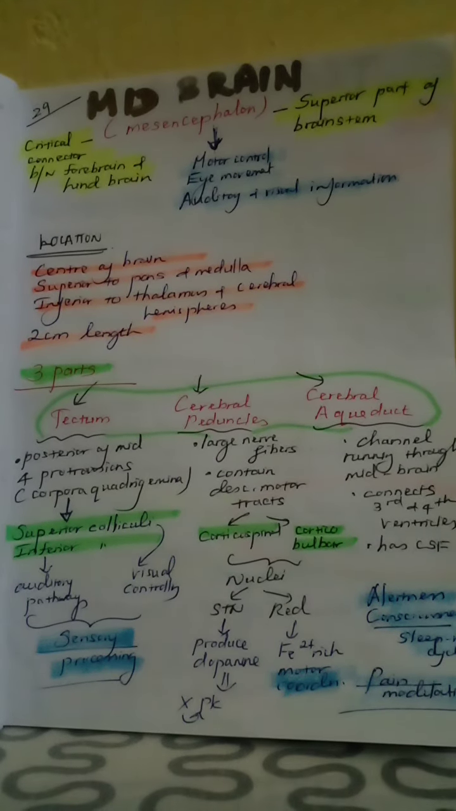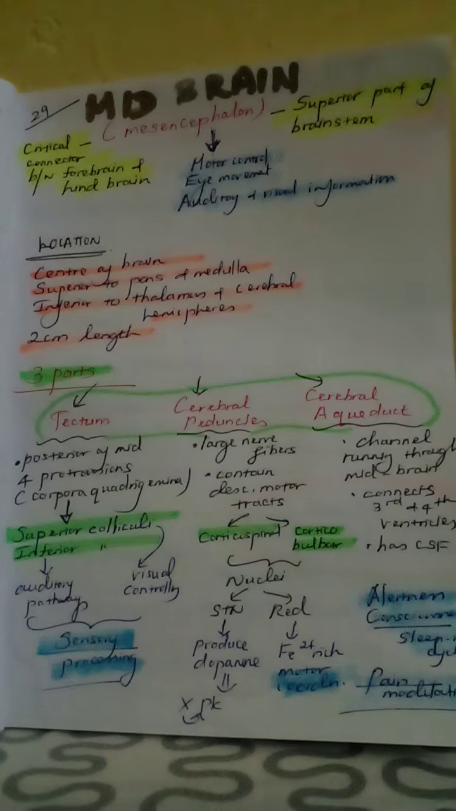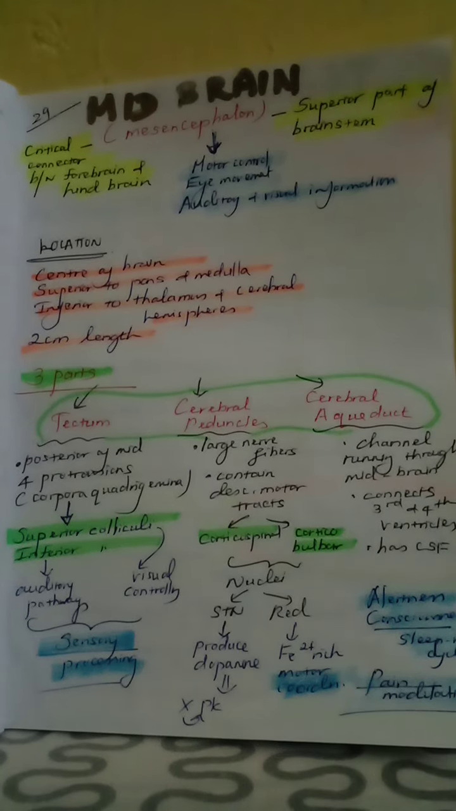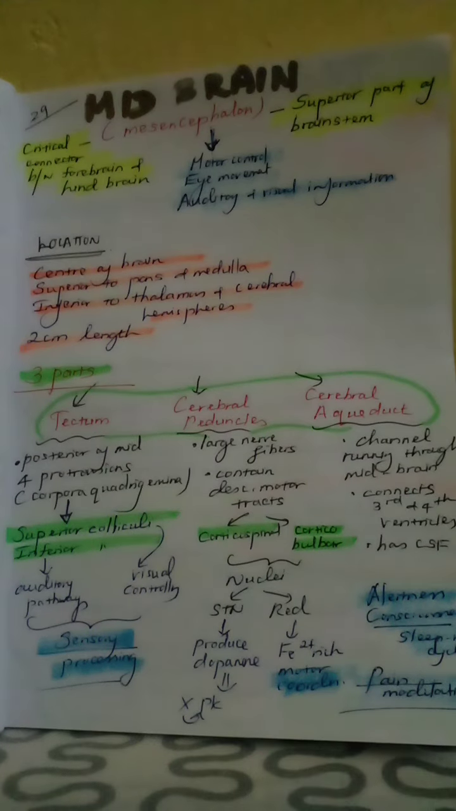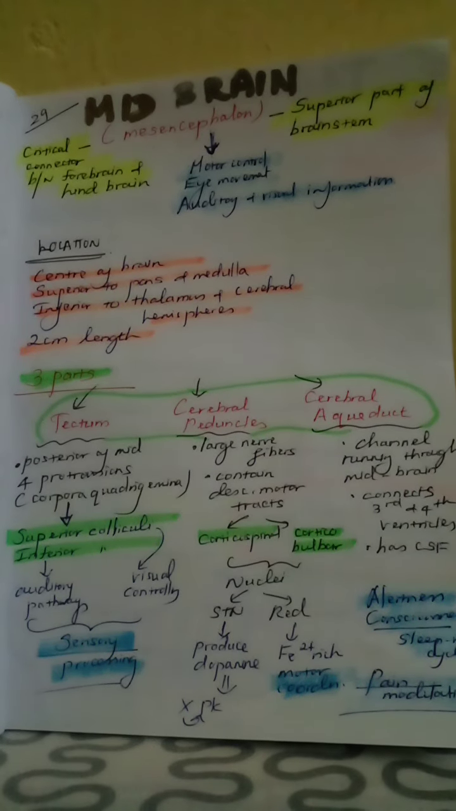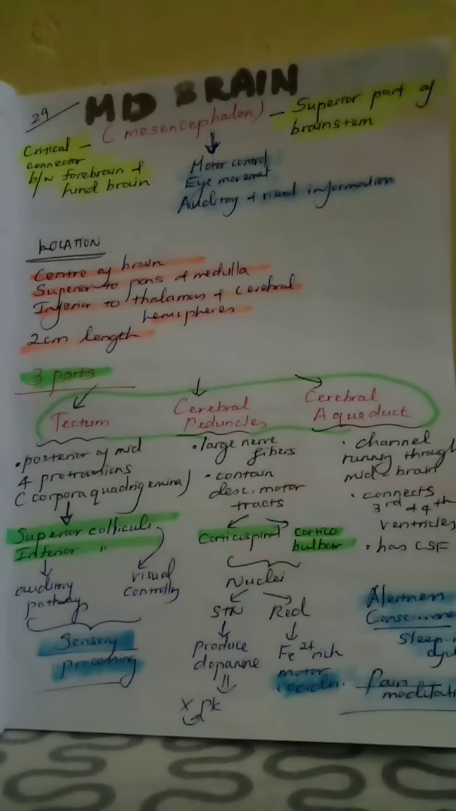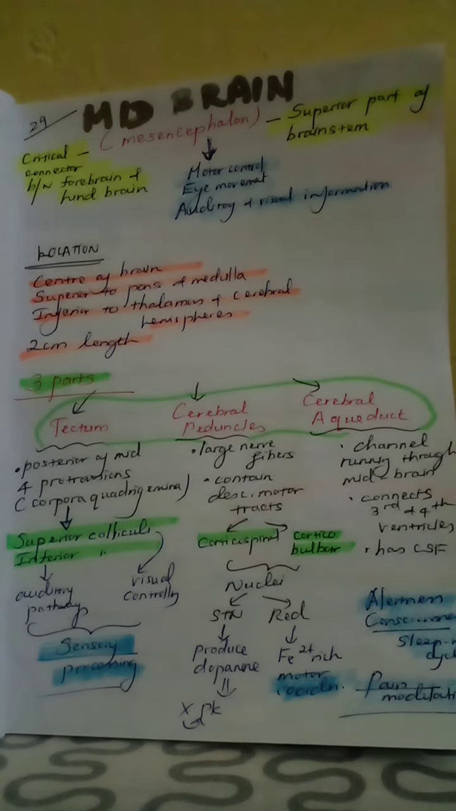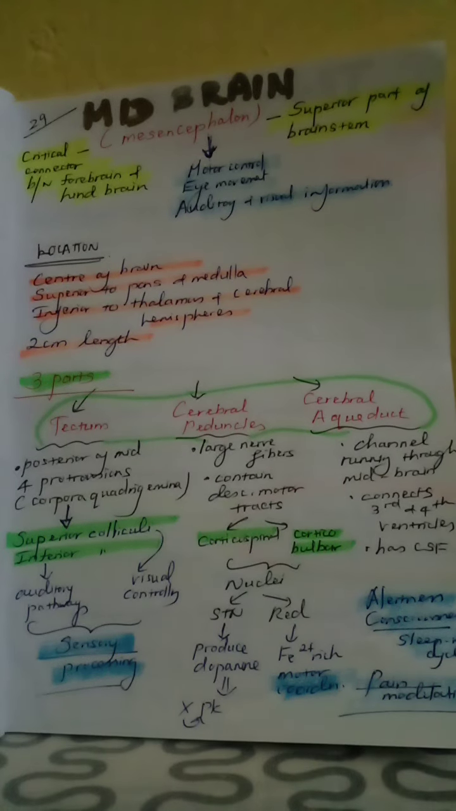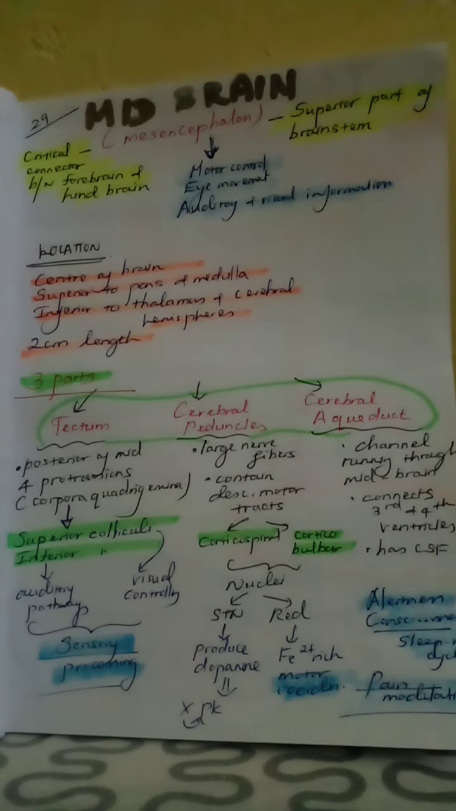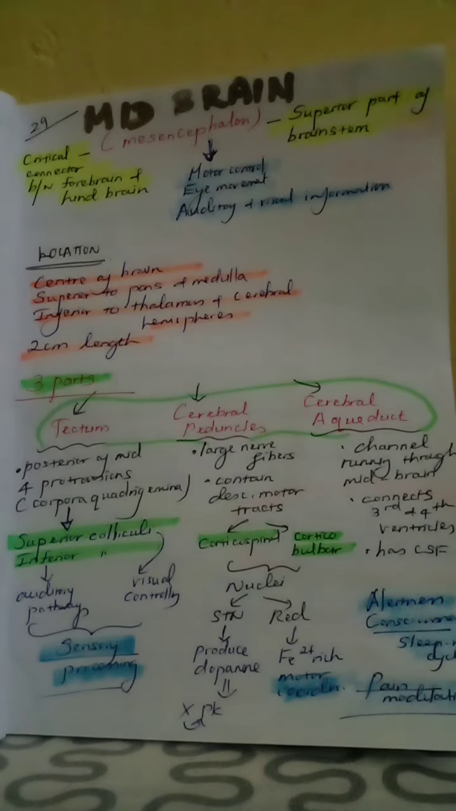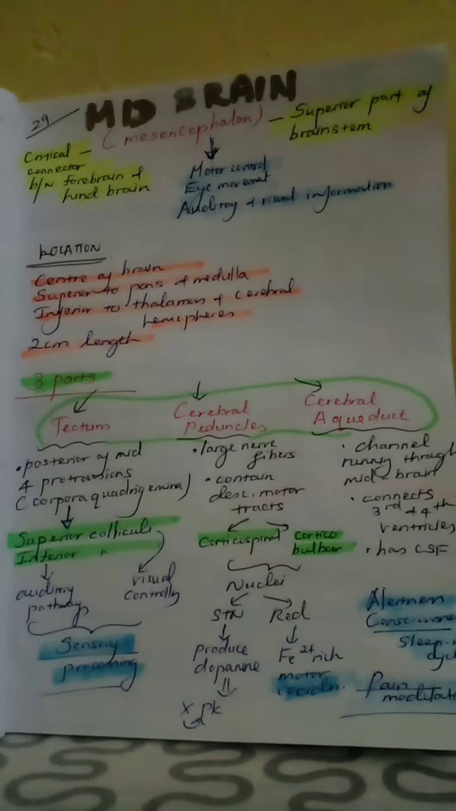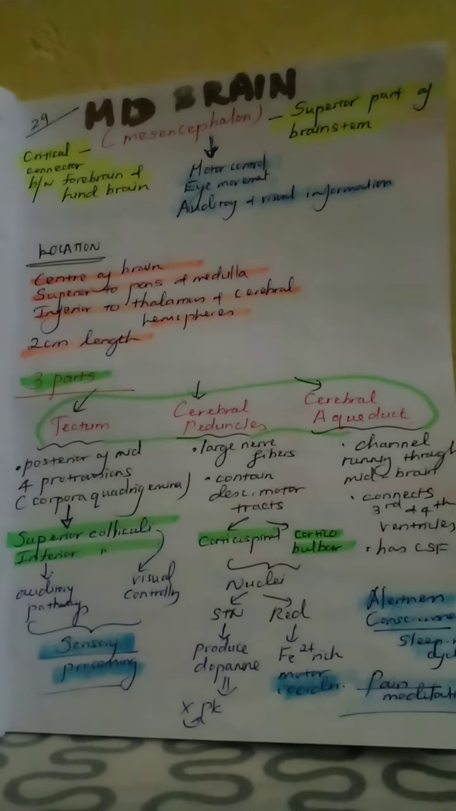Whereas the cerebral peduncles consist of large nerve fibers which contain dense descending motor tracts. And this has two regions, that is the corticospinal region and the corticobulbar region. And there are two nuclei inside this, that is the STN and the red nucleus. So STN, that is the substantia nigra nucleus, which produces dopamine. And when this is not produced, that's what leads to Parkinson's disease. Whereas the red nucleus is iron-rich, with a motor coordinative function.